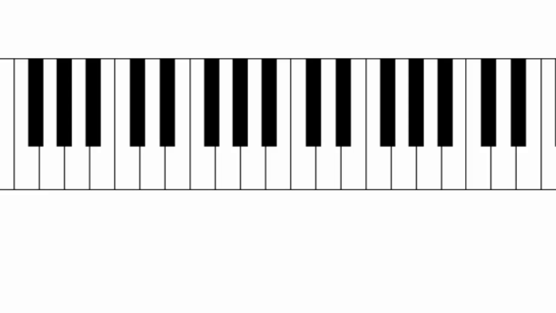Let's try F major. Do to re is a whole step, F to G. Re to mi is a whole step, G to A. Mi to fa is our first half step, which takes us from a white key to a black key, or A to B flat. Fa to sol is a whole step, which means we move from B flat to C natural.